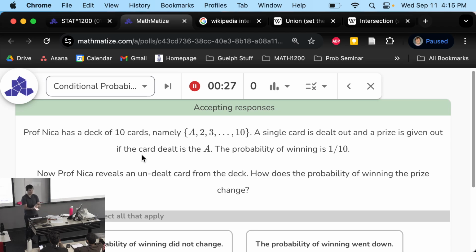This is great. Okay, I'm going to shuffle the cards. A single card is dealt out, and a prize is given out if the card dealt is an ace.